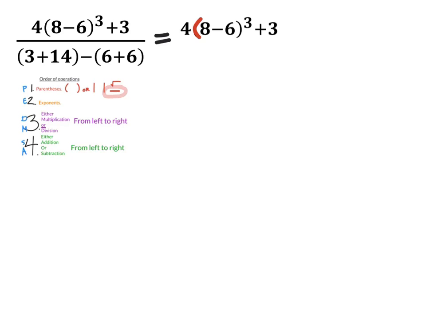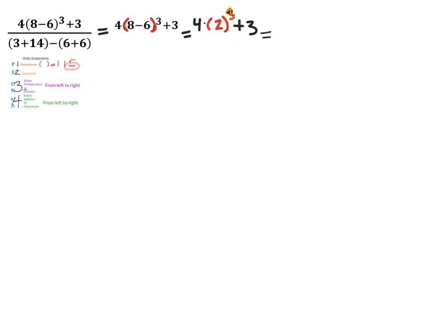So right here I have this set of parentheses, which is 8 minus 6. And 8 minus 6 is 2. So the rest of that numerator would be 4 times that 2, which is in parentheses, right? To the power of 3. And then we got that plus 3 right there. Well, now that we got those parentheses out of the way, I would be focusing on the exponent there, the 2 to the power of 3, which is the same as 2 times 2 times 2, which is 8.